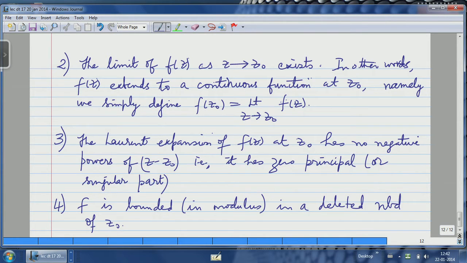Of course, 1, 2 and 3 all imply 4, because a continuous function on a compact set is bounded. The difficult part is to go from 4 to 1. Condition 4 is the weakest condition. It says that near that singularity z naught, the function is bounded, and lo and behold, it becomes analytic at z naught. That is the most tremendous observation. So 4 implies 1 is the most difficult part. That is the crux of the theorem, which we'll try to prove.